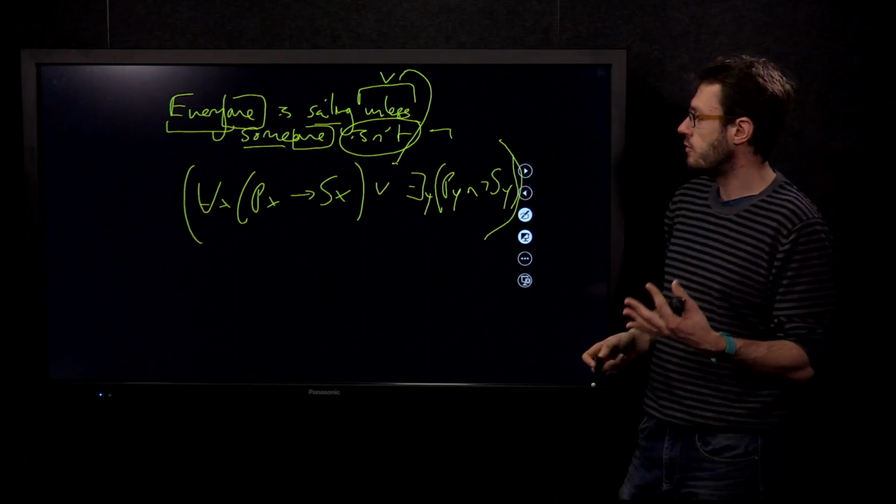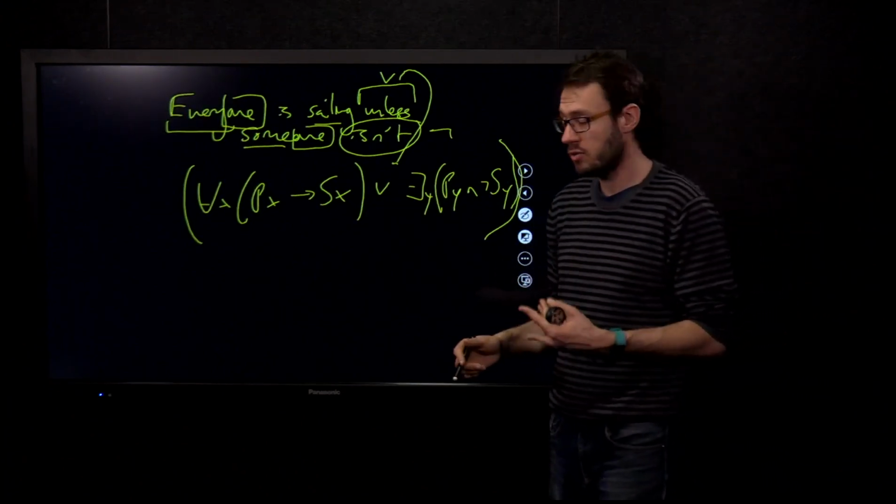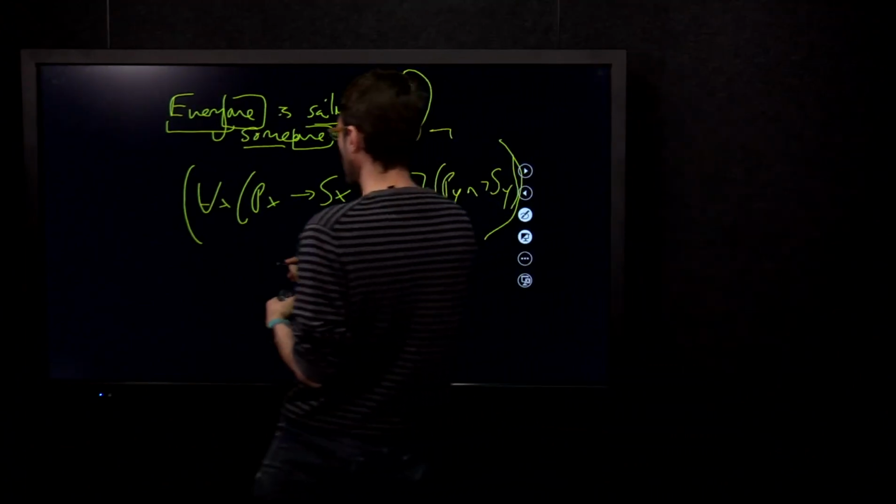If we want the conditional forms, what we can do is transform this into two distinct conditionals. The first conditional would be this.